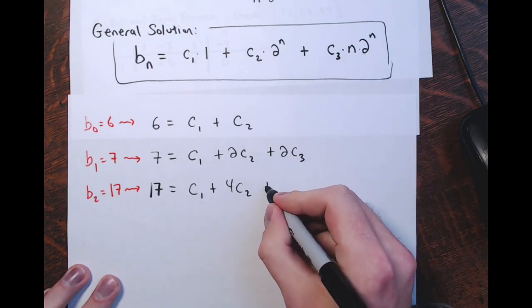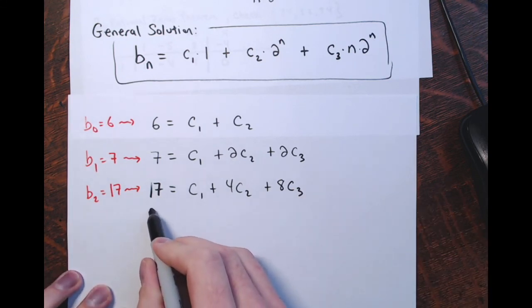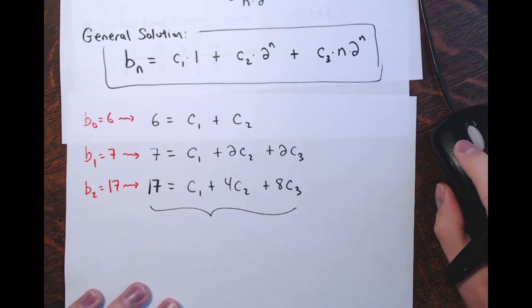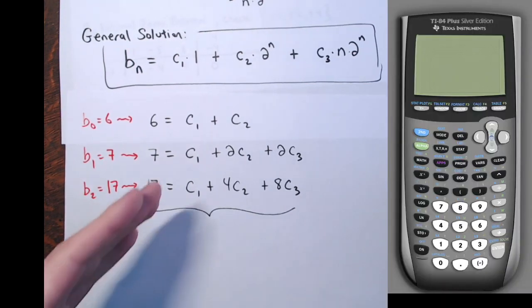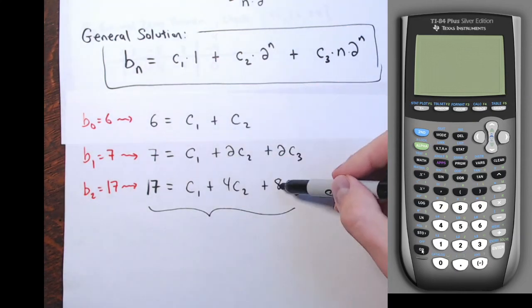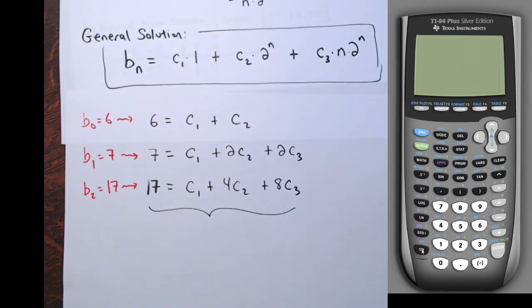So plus 8C3. All right, and then as before, I'm going to pull up my calculator. Now you could probably, again, solve this by hand if you want, but I'm going to be making another matrix. There's 3 columns here, a column there, so 4 columns and 3 equations for the rows. So it's another 3 by 4, 3 rows, 4 columns matrix.